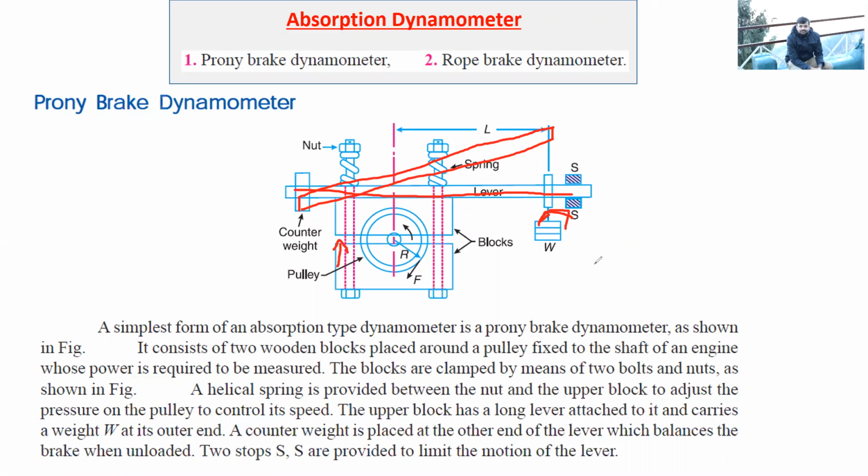So this load, while in equilibrium, the torque which is produced, that is F into R, right? This amount of torque will be produced, F into R, and while in equilibrium, this torque will be equal to the moment which is produced by this weight at the length L, that is about the center of the pulley. So it will be equal to W into L. Okay, so in equilibrium, this condition will prevail.